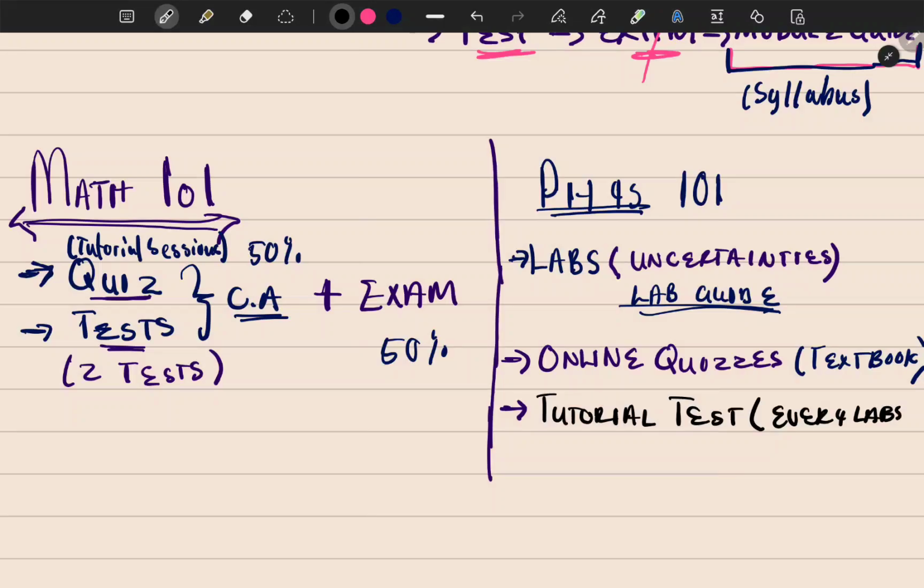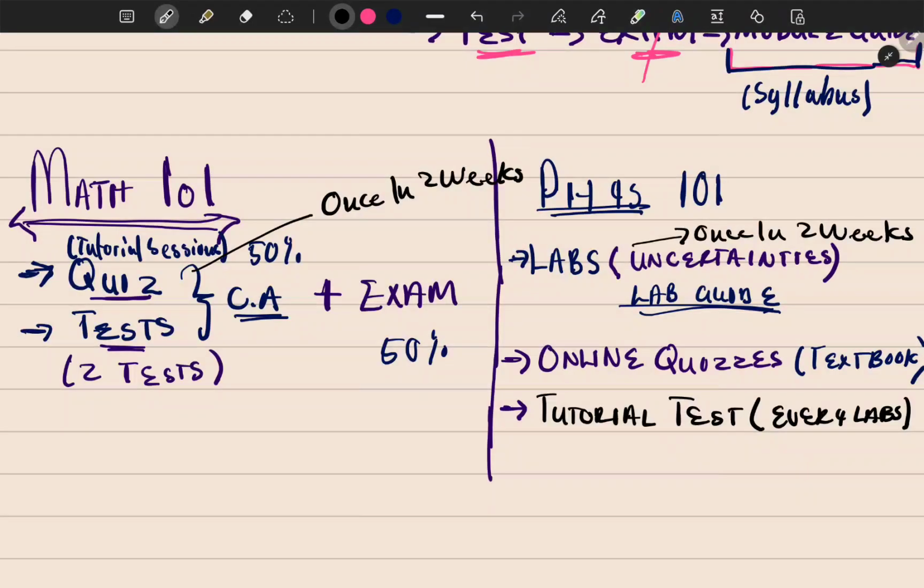Remember, physics labs are going to be like maths quizzes. They are done once in 2 weeks, okay? So physics labs are done once in 2 weeks. So you have a week break in between. Maths quizzes again, you have once in 2 weeks. You have a week break in between.